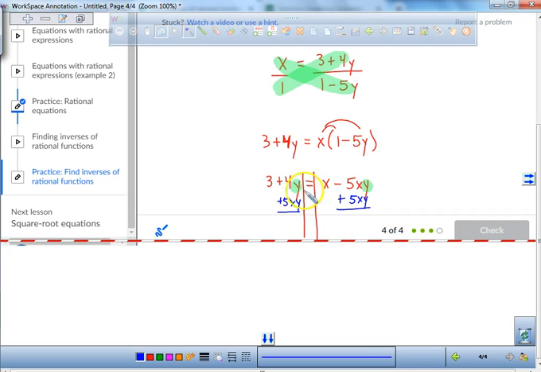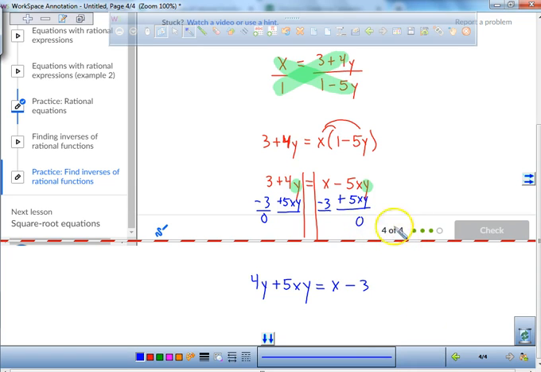So, I've got to move all my xy's and y's over to one side. I'm going to take away a 3 on this side, and a 3 on this side, but those aren't like terms. That zeroes out. So what do I have left? I've got 4y plus 5xy equals x minus 3.